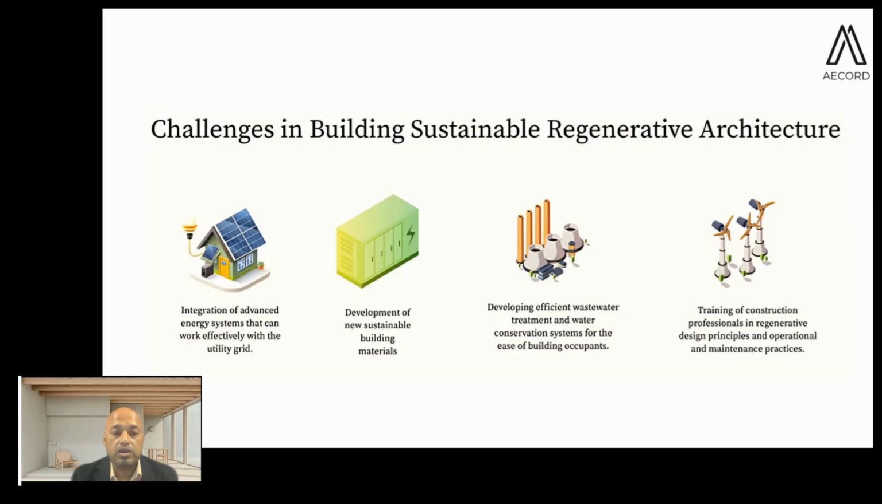So a challenge in building sustainable regenerative architecture is integration of advanced energy systems that can work efficiently with the utility grid. Till now, in all the green buildings, we talk about renewable energy, like using 40% or 30% renewable energy. But are we really generating that much less in the power grid? The answer is no, because in the majority of cities in India, the power corporation is not able to trace the efficiency measures and how much power consumption is really reduced in terms of building use, which is related to carbon emission, because most power generation is through thermal power plants, and they're not able to reduce the generation based on consumption in the cities.